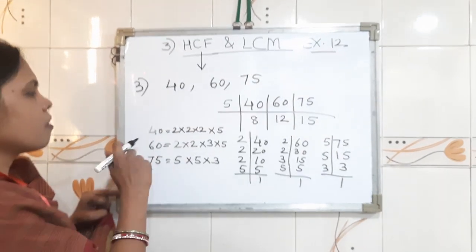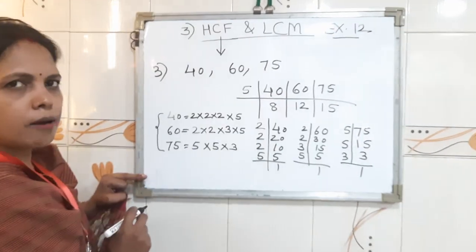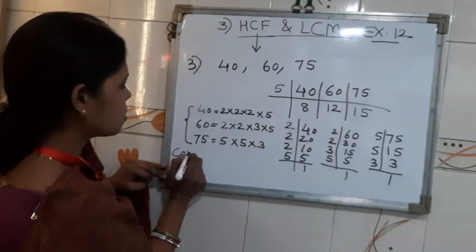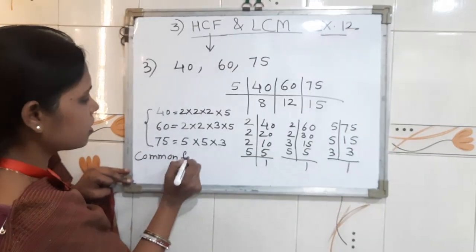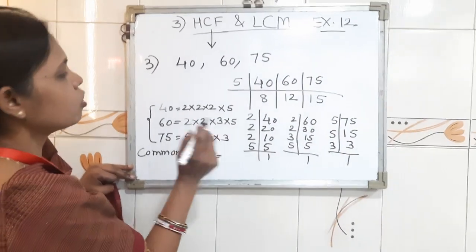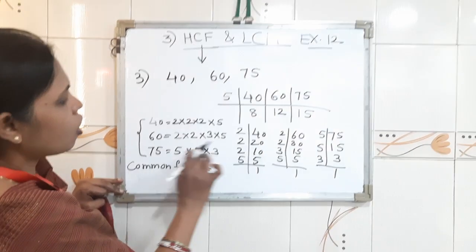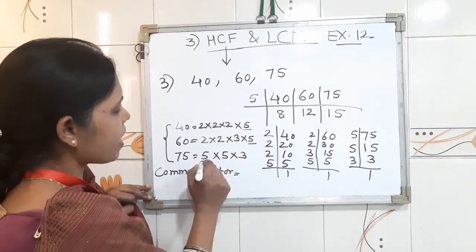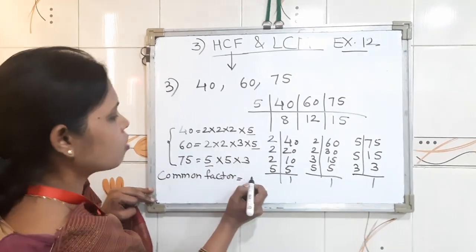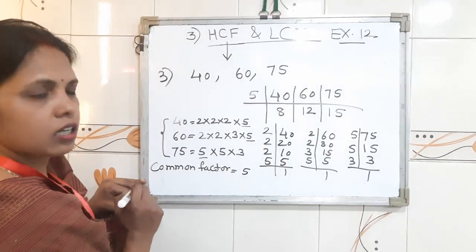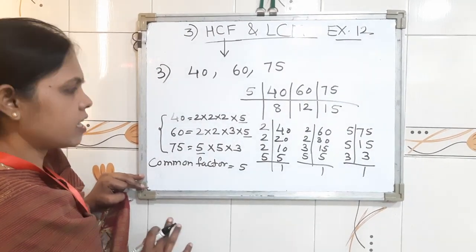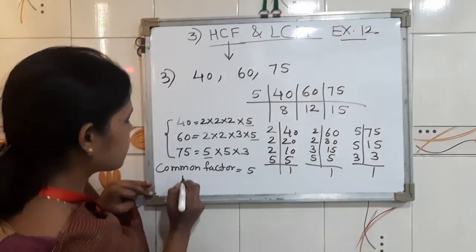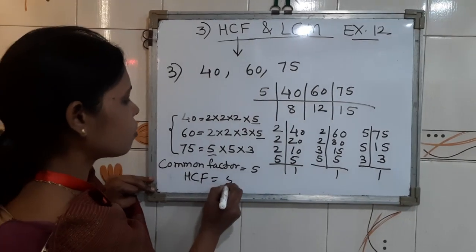Then students, for all the three given numbers, we will find out the common factor. Write down here, common factor equal to. Now here all the three rows you are seeing. Which one is there? Only 5 is there as a common. Write down common factor equal to 5. Then no other number is there as a common. Therefore, children, what will we do? Write down HCF. HCF equal to 5.